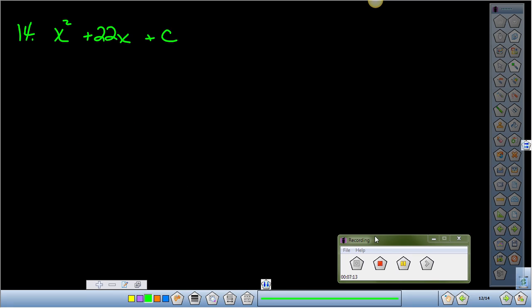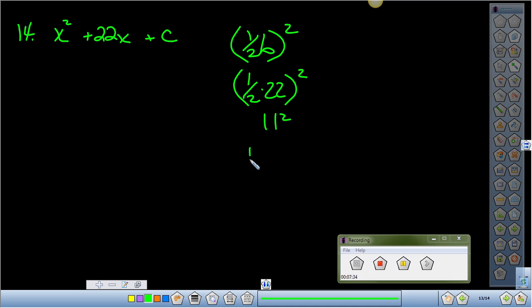All right, so let's take a look at 14. 14 is fairly simple. They're just asking you to find the value of c that completes the square. Well, in order to complete the square, you have to take half of b and square it. Well, b is 22. So half of 22 squared is 11 squared, or 121. So that's your answer for number 14.